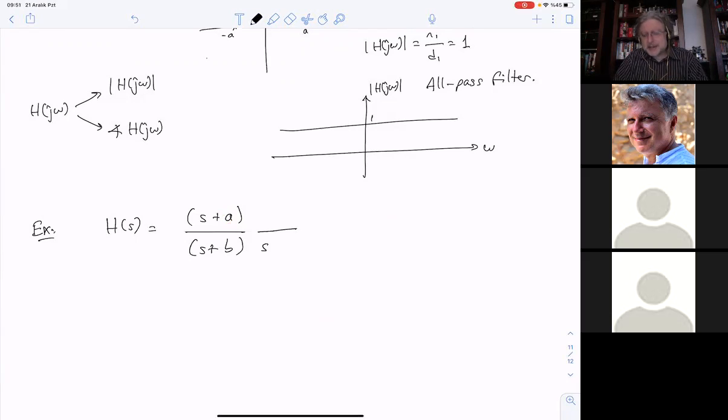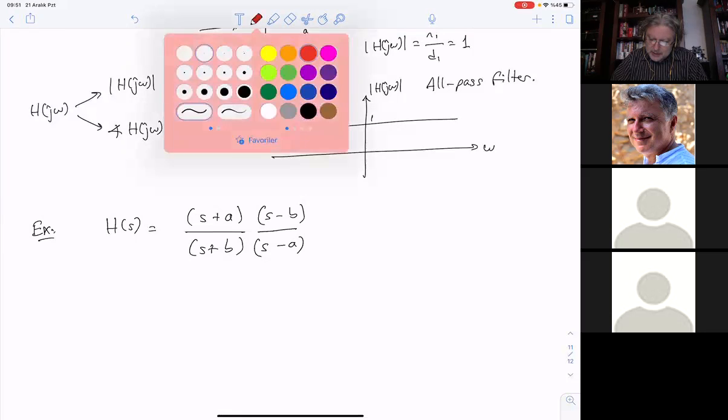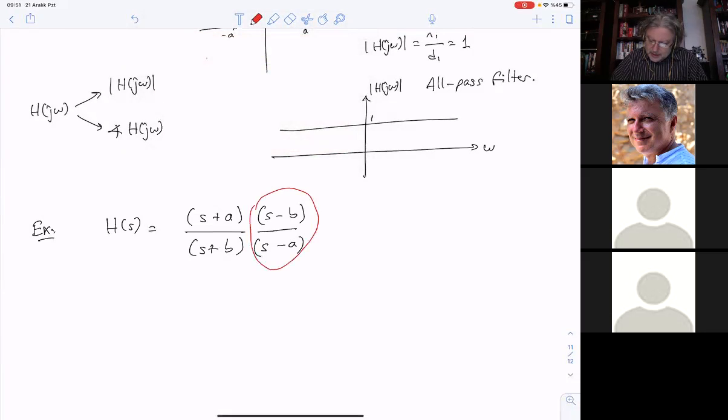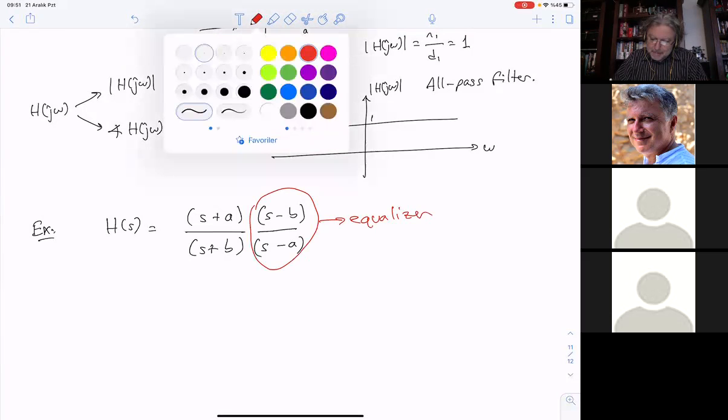Sorry, the zero is at minus a, so let's put a pole at a, s minus a. And since there is a pole at minus b, let's put a zero at b, which is s minus b. We artificially incorporate this as an equalizer, because now we know that the magnitude response will look like this.